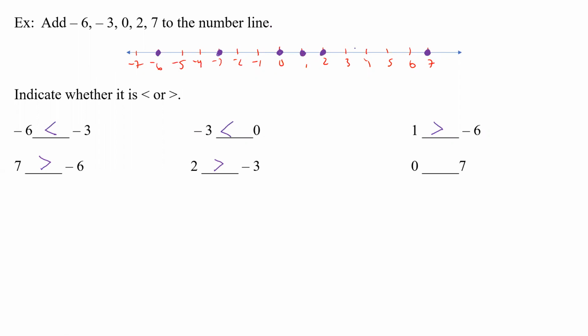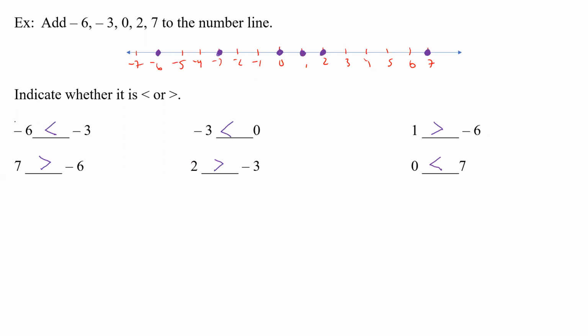And then we have 0 and 7. Here's 0, here's 7. This is to the left, so that's smaller. So we can say 0 is less than 7. Now notice all the times we had a positive and a negative together, the 7 and negative 6, the 2 and negative 3, 1 and negative 6, the positive is always larger than the negative. We don't even have to think about that. Positive numbers are always going to be greater than negative numbers.